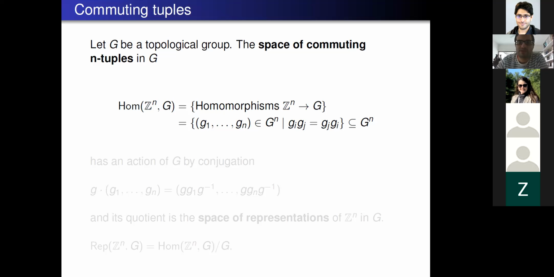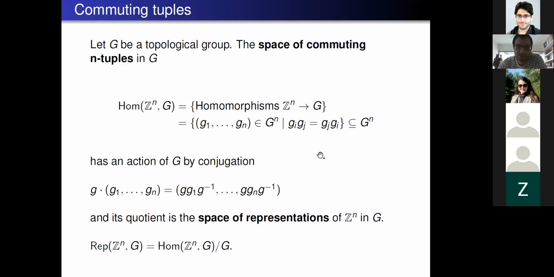So let me start with describing the space of commuting tuples in G. You have a topological group, and you consider all the homomorphisms from Z^n to G. Now, this is equivalent to considering n tuples in G which commute. So you have n elements, g1 to gn, which commute with each other. And you can topologize this as a subspace of the product of G, n times. Now, this is not only a space, but it's also a G-space. You have an action of G by conjugation. This is a continuous action.